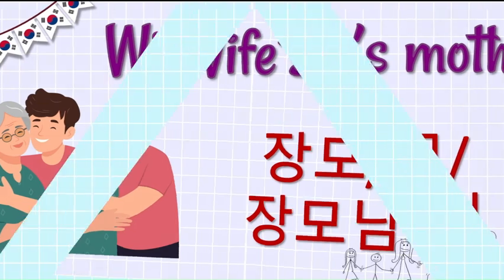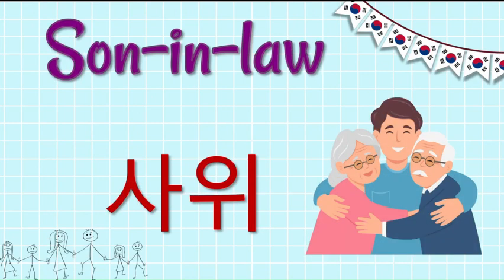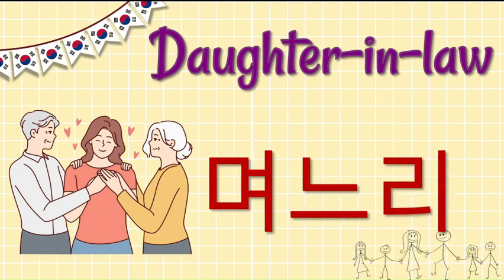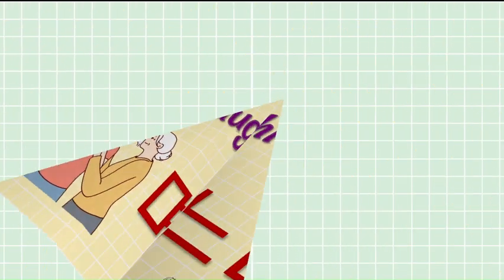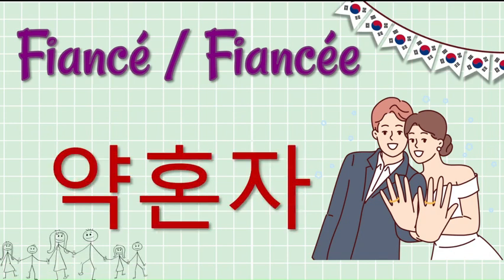Okay, now comes the Korean word for son-in-law, and that is 사위. Okay, here comes the next word, and that is the word for daughter-in-law, and in Korean it is 며느리. Now comes the next word, and that is the Korean word for fiancé. Whether we are talking about male or female, there is a general term for fiancé, and that is 약혼자.